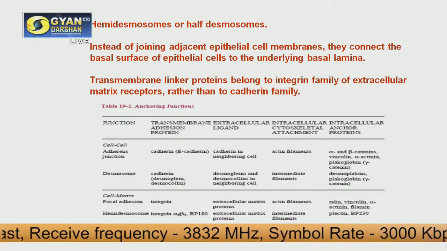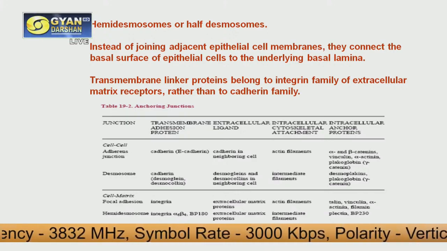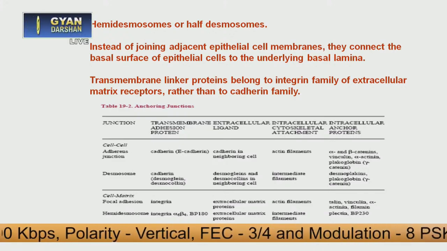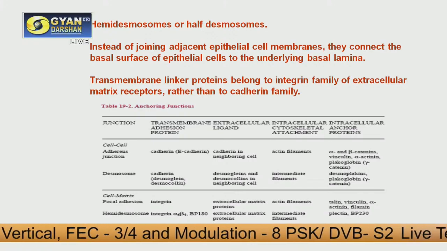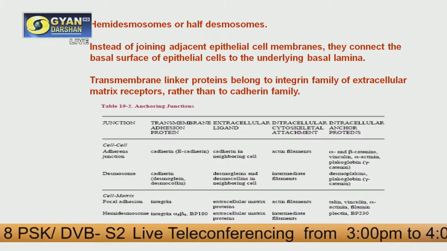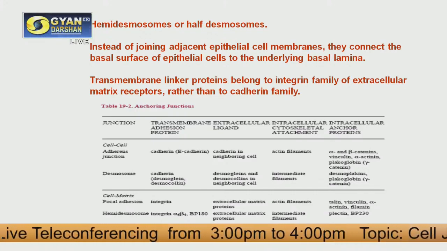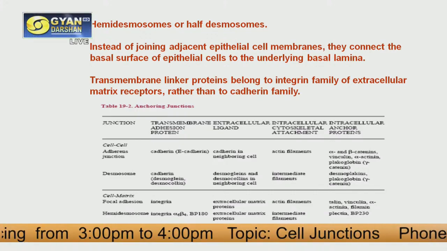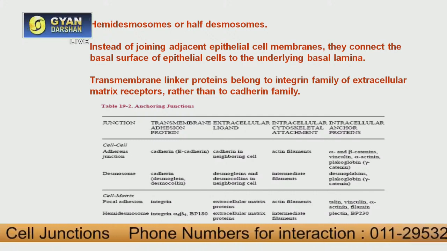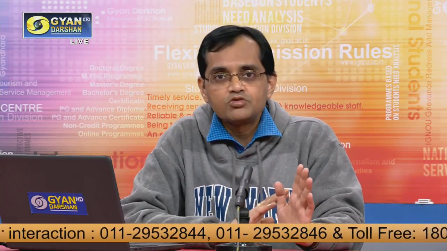So here also you will find several transmembrane linker proteins. These proteins are called integrin proteins, which bind to the extracellular matrix. We will study the integrin protein a little bit when we study the extracellular matrix. Then we will study in brief about the integrin proteins. But today we are not focusing on integrin proteins. So that is all about the structural components of the three different types of junctions.